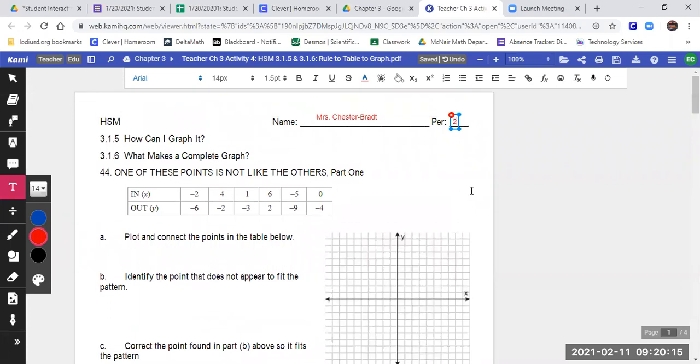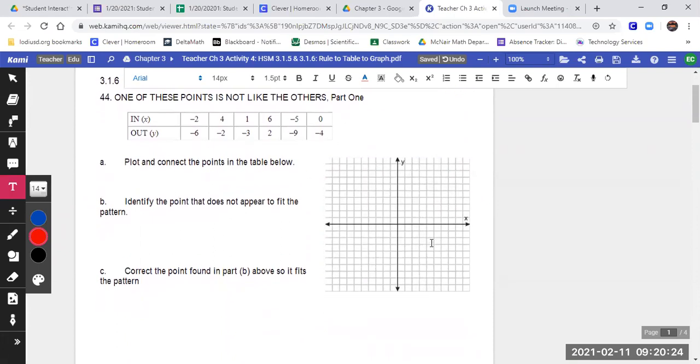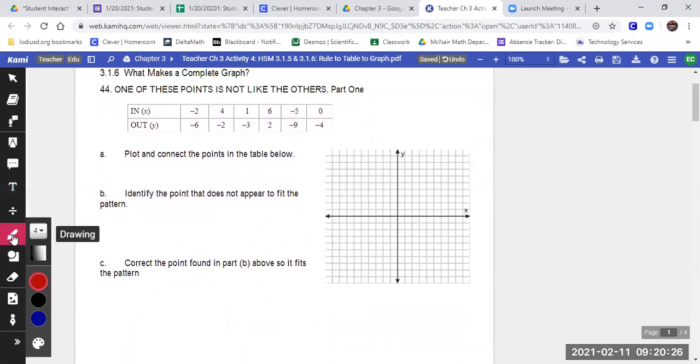It says that one of these points is not like the others, part one. So we have to plot and connect the points on the table. So I go down and get my drawing tool. I should be set at about 4. 4 is a good size for this size graph.